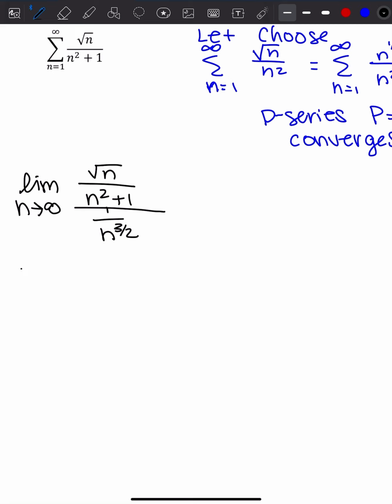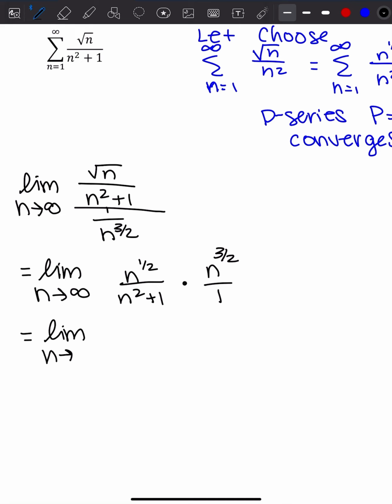Okay, so the first thing that I'm going to do is rewrite this as the multiplication of two fractions. So the multiplication of the reciprocal versus having division. So I have the square root of n, or n to the 1/2 power, divided by n squared plus 1. And we are going to multiply it by the reciprocal of 1 over n to the 3/2, so n to the 3/2 over 1. We have two fractions, so we're going to multiply straight across.